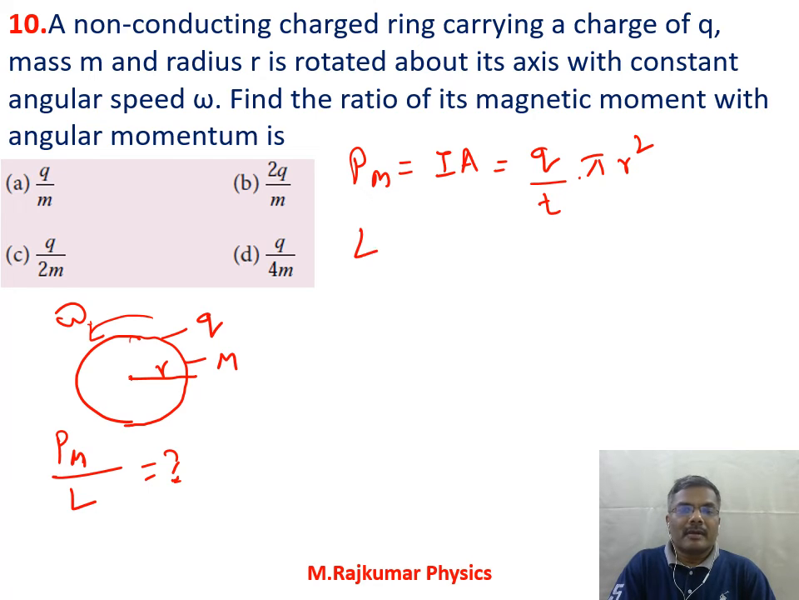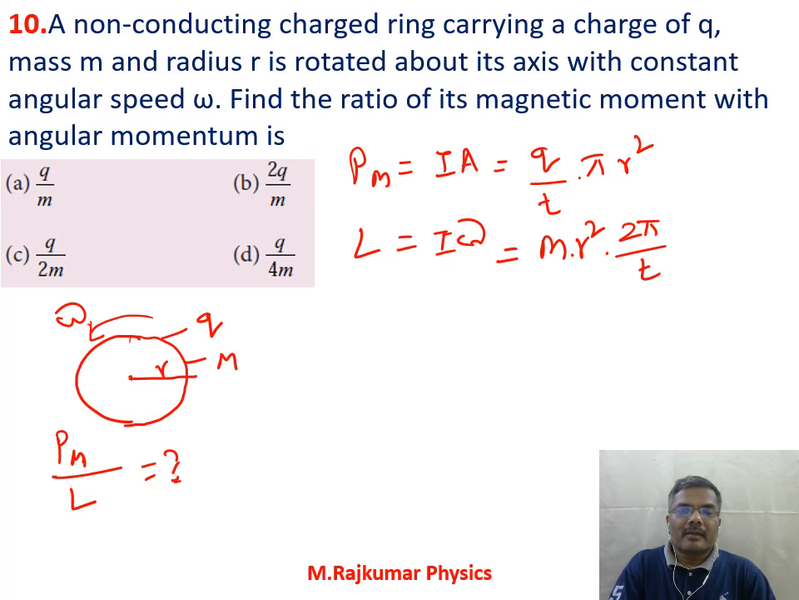Then L, what is L? L is the angular momentum. You know this formula, I into omega. What is I? I is the moment of inertia of the ring. What is the moment of inertia of the ring? Mass of the ring into r square. And omega I can write as 2 pi by t, the angular speed. For one cycle it is 2 pi, that is 360 degrees, covered in the time it takes for one cycle. So that is the angular speed omega, or angular velocity, 2 pi by t.